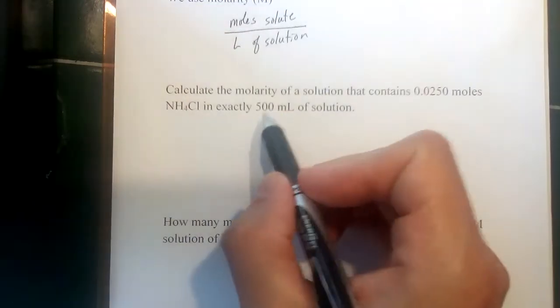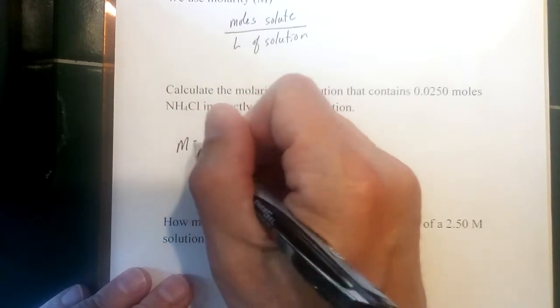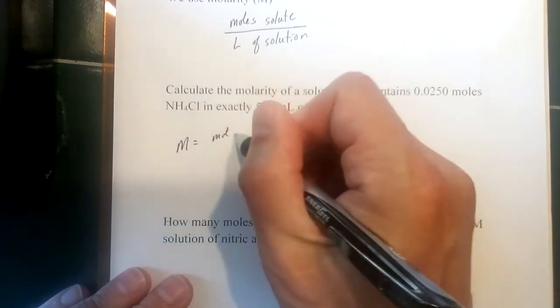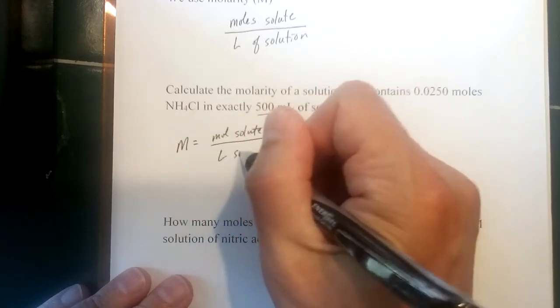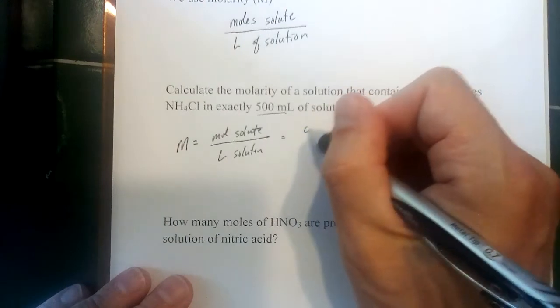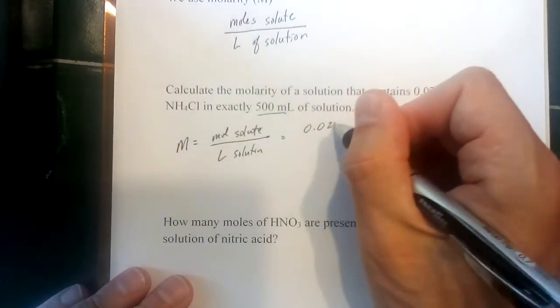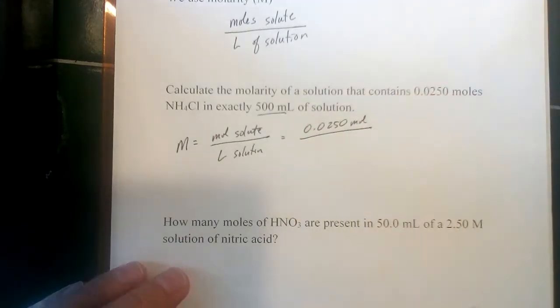Although we will have to cancel here because we'll have to change that to liters. But to calculate the molarity here, we want moles of the solute, and we want to divide by liters of the solution. Right? We're given moles of the solute, 0.0250 moles of the ammonium chloride. That's our solute that's dissolving in the water.